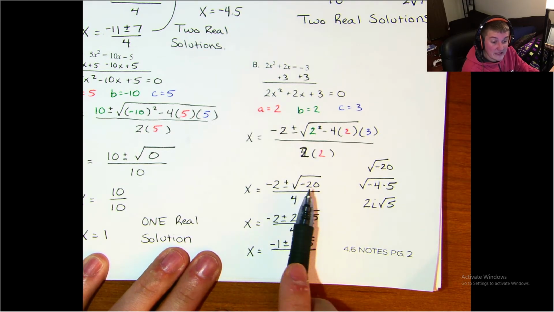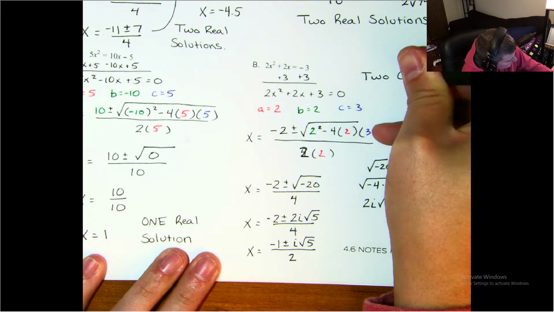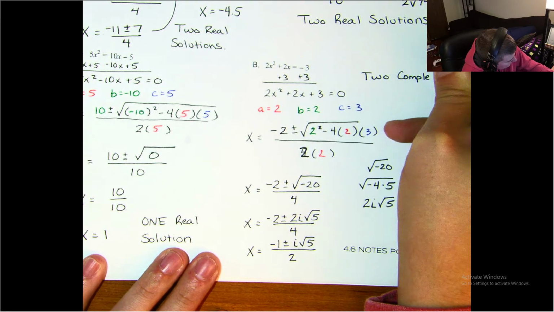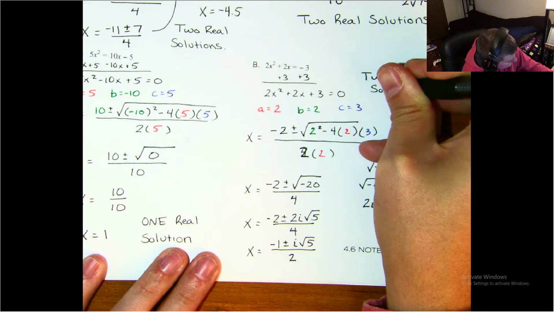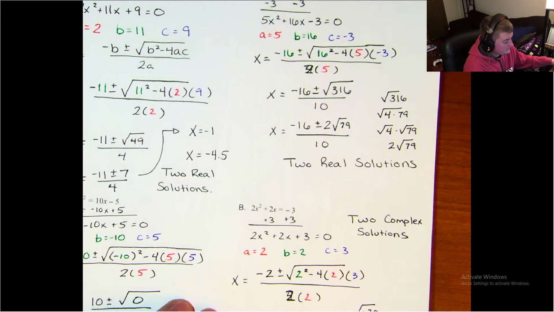Okay, this one I did have to take the square root of a negative number. My discriminant is negative. That tells me I have 2 complex solutions. Okay, looks like we just have 2 more examples to go through. All right, let's do these 2.